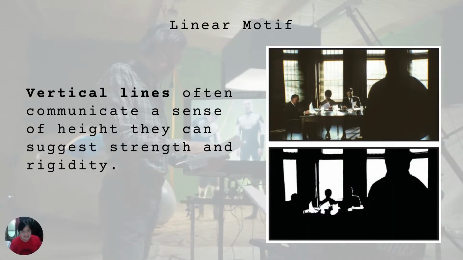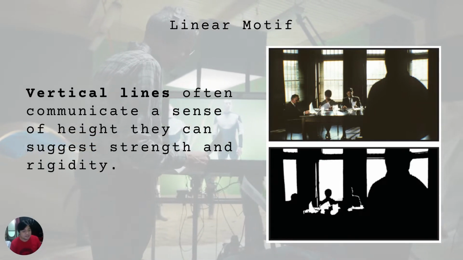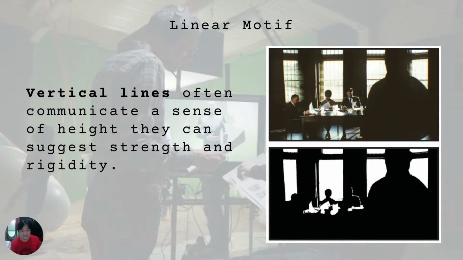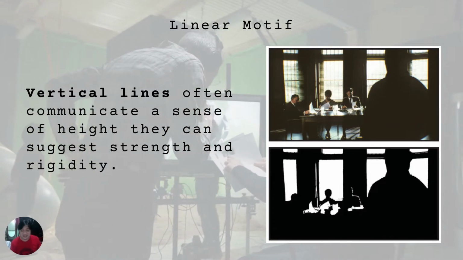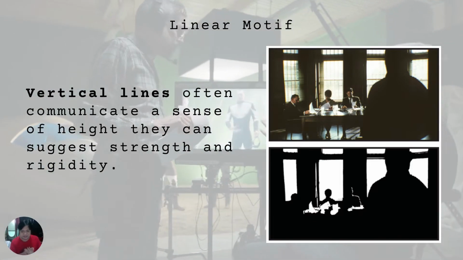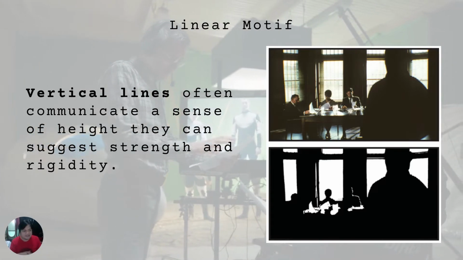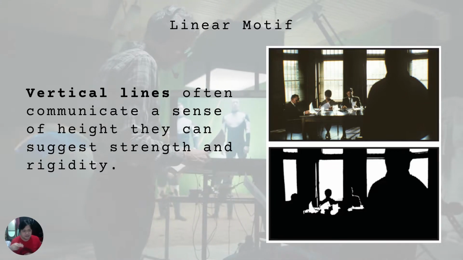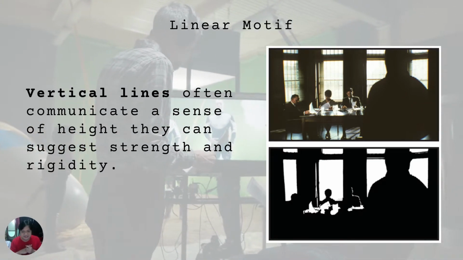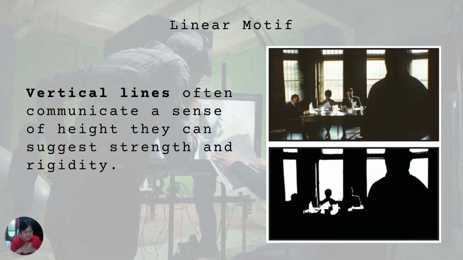Next, vertical lines often communicate a sense of height. They can suggest strength and rigidity. Now, in this image, for example, the image above suggests a panel interview. If you look at the contrasted image below, you can see a series of big vertical lines. So what does it suggest?